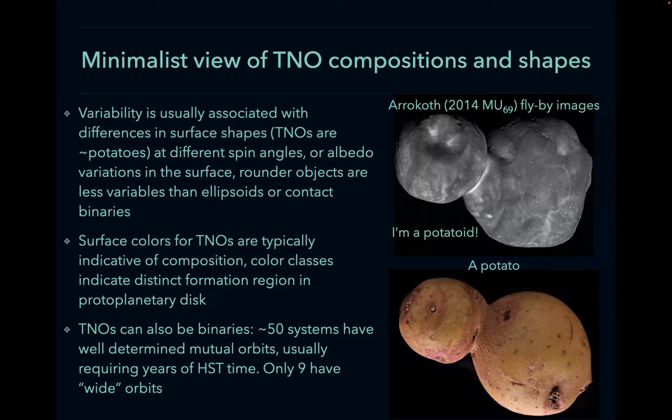We also have that TNOs can be binaries, so you have two objects orbiting each other. About 50 systems have well-determined mutual orbits, and this usually requires years of HST data because these things are very close to each other, something like separations of 0.2 arcseconds or even less. Of these 50 or so objects, 9 have wide orbits, and by wide here, I mean something that you can resolve with, say, DECam. So it's a very small population.